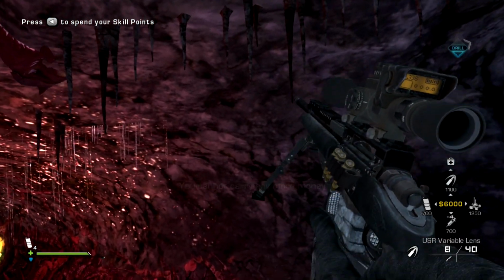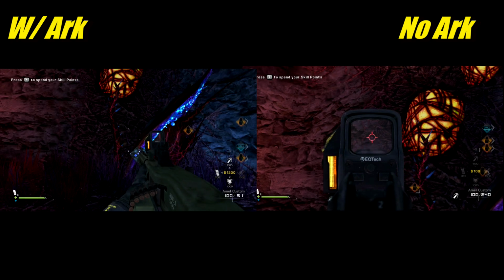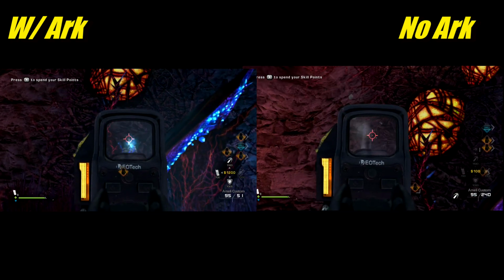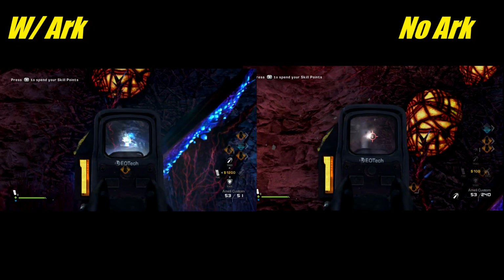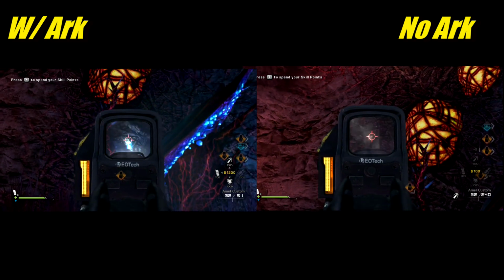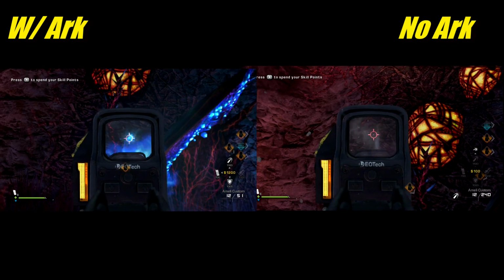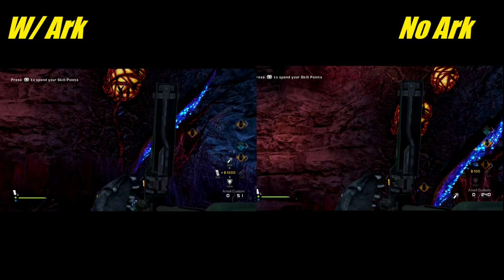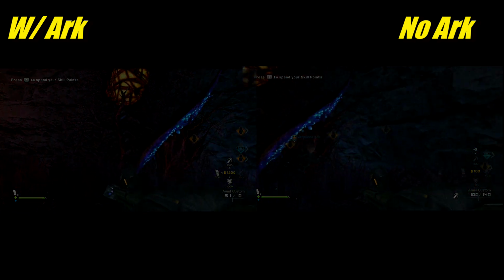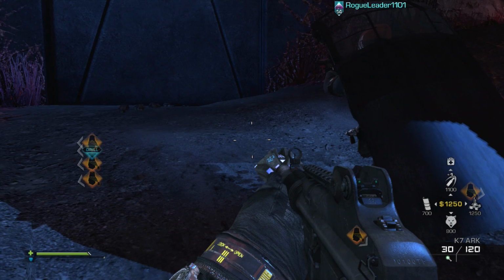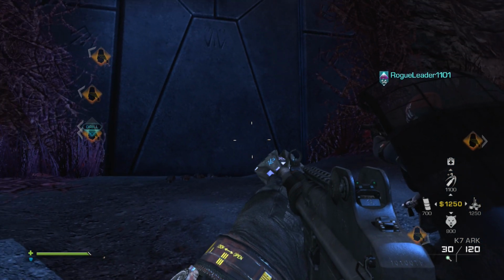That is the list I have right now, and we will go down it, hopefully in this order. First of all, here we are with our rate of fire test. On the left side, we have the melee with the ARK, and on the right side we have the melee without the ARK. As you can clearly see, they have the exact same rates of fire. So the first part of this testing is done. The ARK has no increase in fire rate whatsoever.